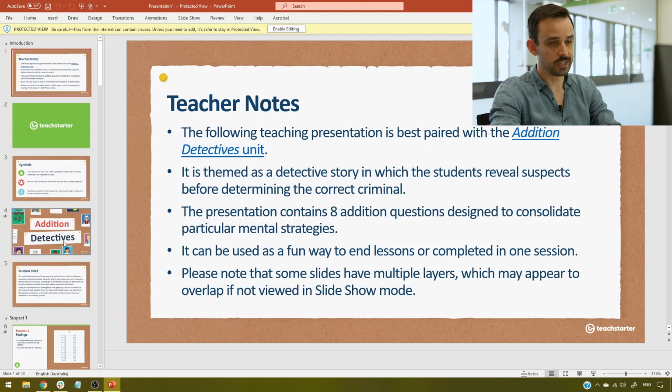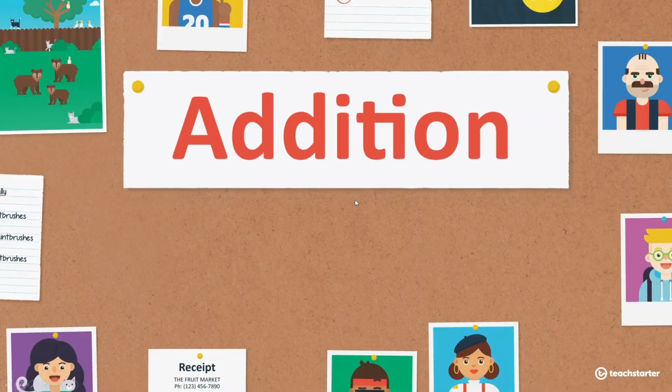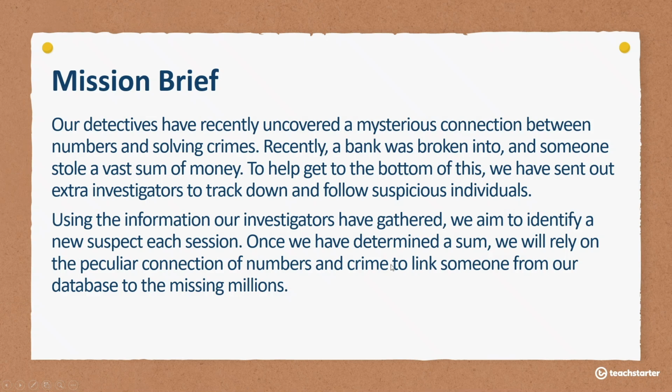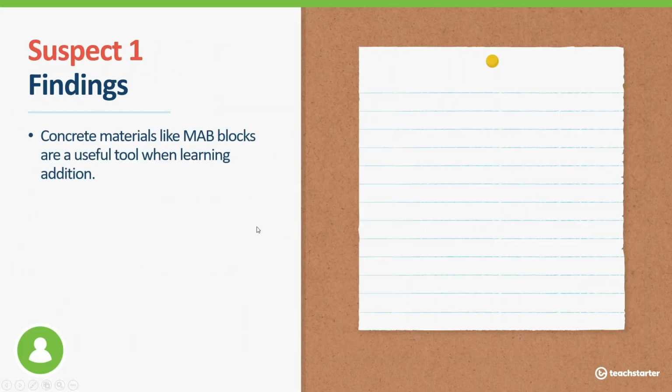So we're going to get just started with the PowerPoint itself. Big starting screen, Addition Detectives, grabs the kids' attention about what this could be. Sets up the story about how a bank was broken into, a vast sum of money has been stolen, and it's up to the students to use their skills with addition to determine who did the crime. The first suspect uses concrete materials. So each suspect has a unique addition strategy, and this suspect is all about concrete materials, starting off the unit in PowerPoint. Concrete materials like MAB blocks.